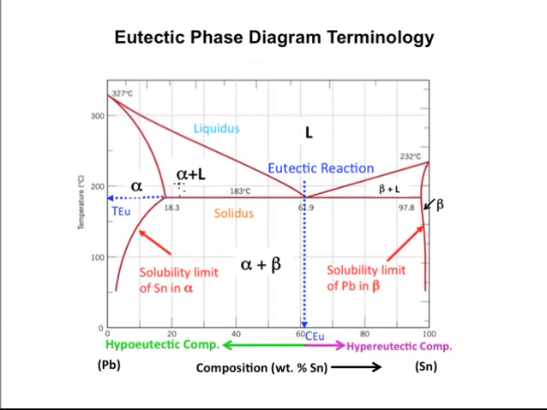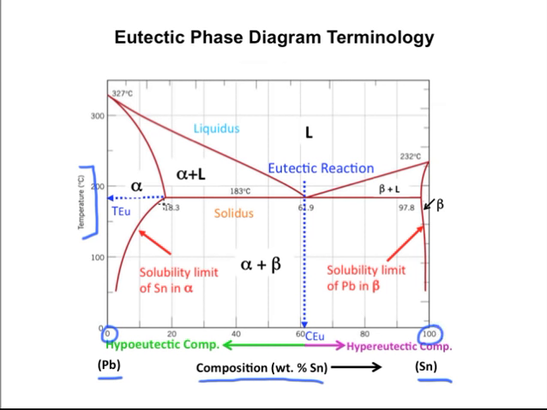Now that we know why we need phase diagrams, let's define all the terms on this phase diagram. Let's start with our axes. Here we have temperature in degrees Celsius on the y-axis and composition, or weight percent of tin in the overall structure, on the x-axis. It is important to note that throughout this screencast and the next one, we will be using the example of lead and tin. Over here, we have 0% tin, and over here, we have 100% tin.